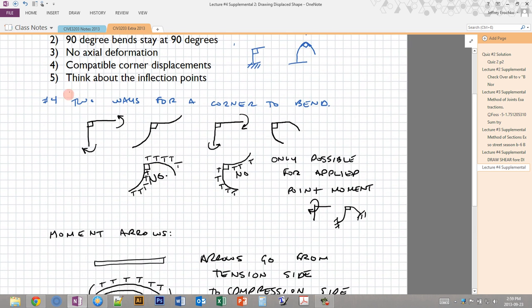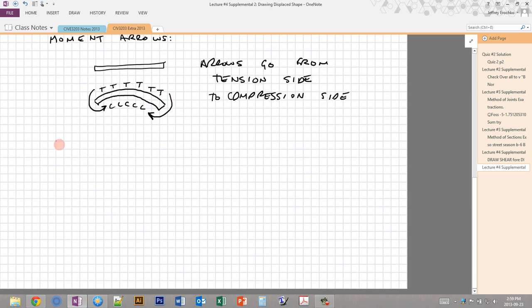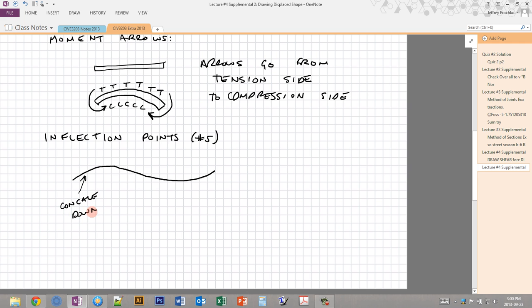Okay, and the last point up here is to think about inflection points. So what does an inflection point mean? That's number 5. Okay, if we have a beam that's deforming in a shape that looks kind of like this, we have some sort of smooth contour. Here we have the beam deflecting in one way, and here we have the beam deflecting another way. So here we have a concave down situation, and here we have a concave up situation.